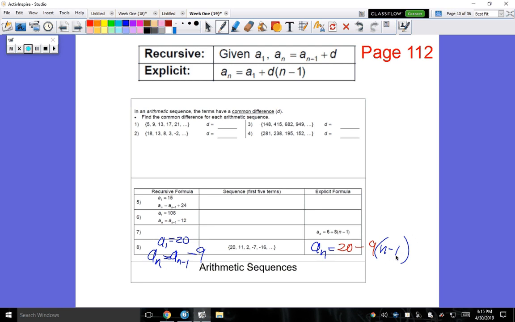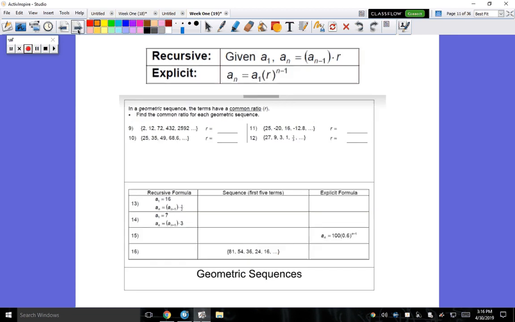Go with me? So where you start, let me highlight it. Recursive, there it is. Explicit, there's where you start. How much you jump by is written here and here, and then each jump is going to be shown by that n minus 1. Okay.